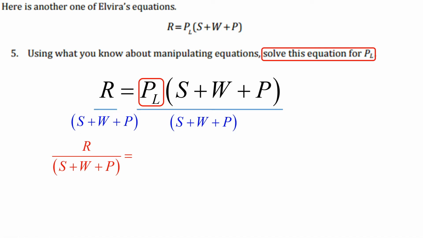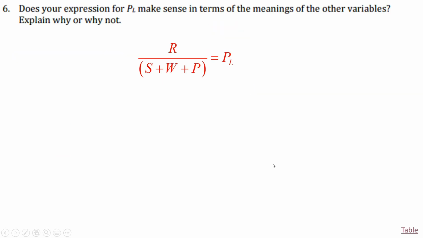All right. Now over here, those quantities would just cancel, because when you have these parentheses like this, that's just like one factor. P sub L is being multiplied by S plus W plus P and then divided by S plus W plus P. Those would just cancel out, leaving P sub L. And we have solved for P sub L. Awesome. Okay, number 6. We're here.